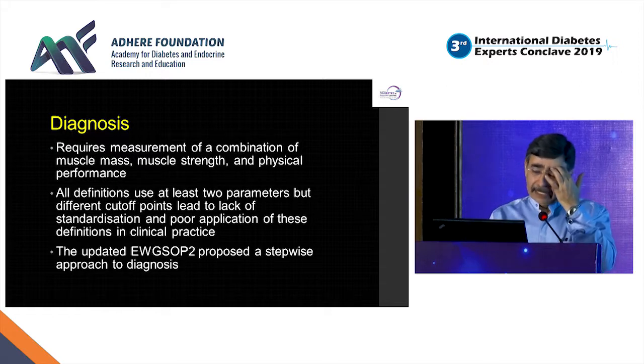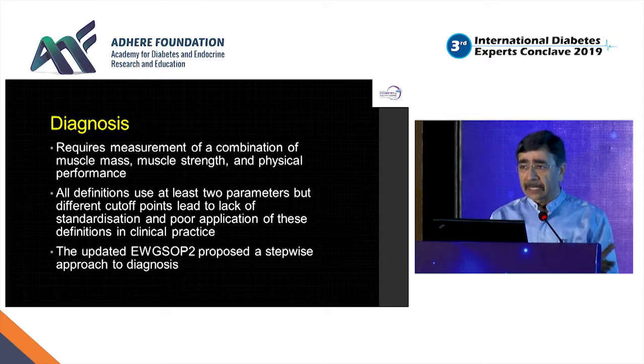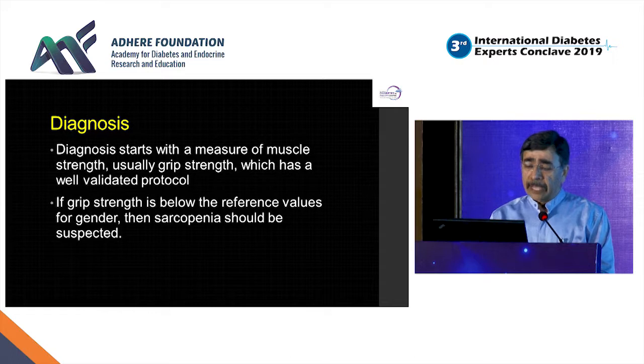Now, the latest one is the European Working Group on Sarcopenia in Older People 2, which has advised a stepwise approach to diagnosis, and it is as recent as 2018. So diagnosis starts with a measure of muscle strength, which is usually the grip strength test, which has a well validated protocol and standardized cutoffs. If the grip strength is lower than the reference values for gender, then sarcopenia is to be suspected.